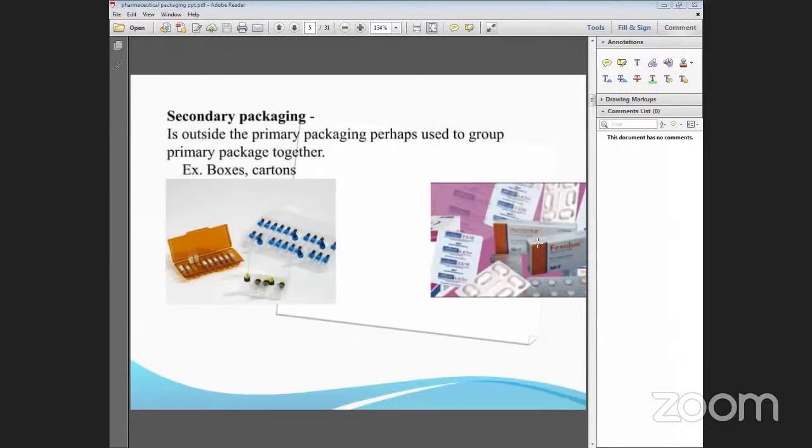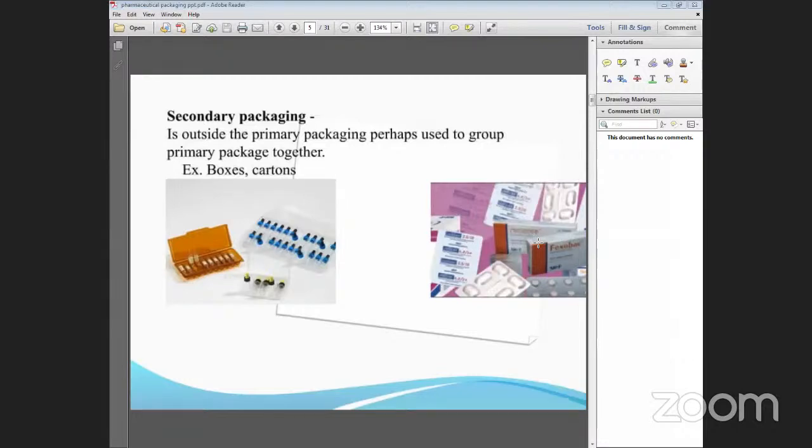That means primary was the one in which the tablet gets directly in contact with the container. That is primary packaging. That means the bottles in which the syrups, elixirs, emulsions, suspensions are packed, and the second one is the blisters and the strip packs in which the tablets and capsules are packed.